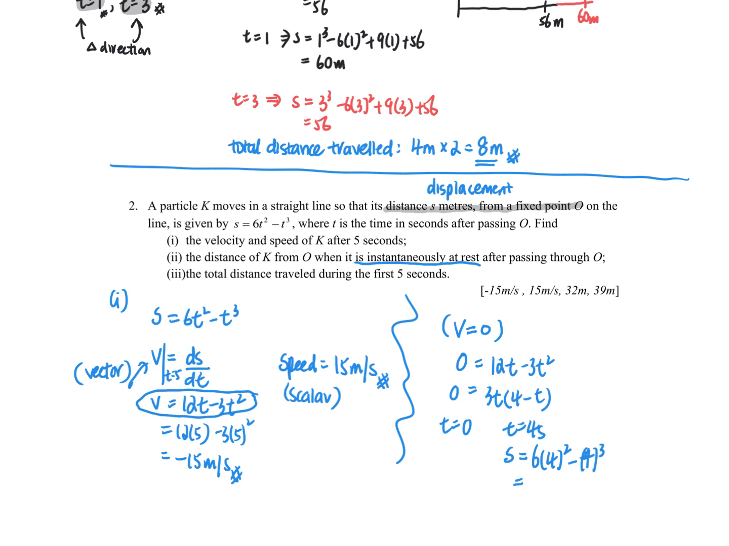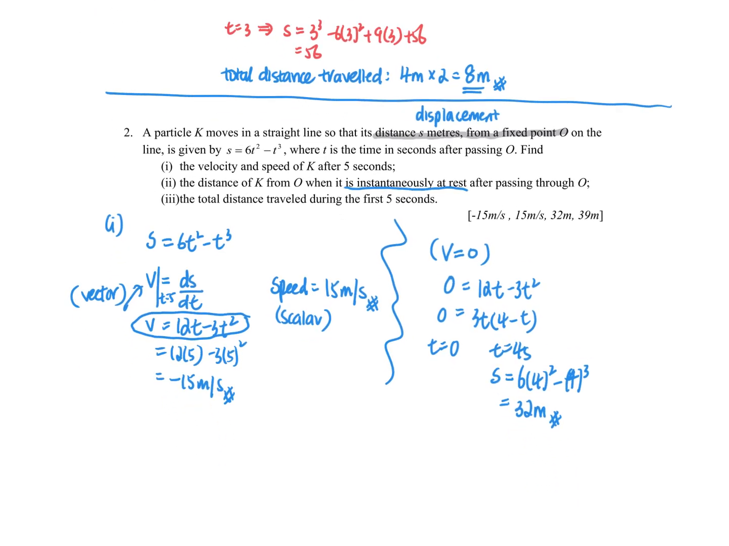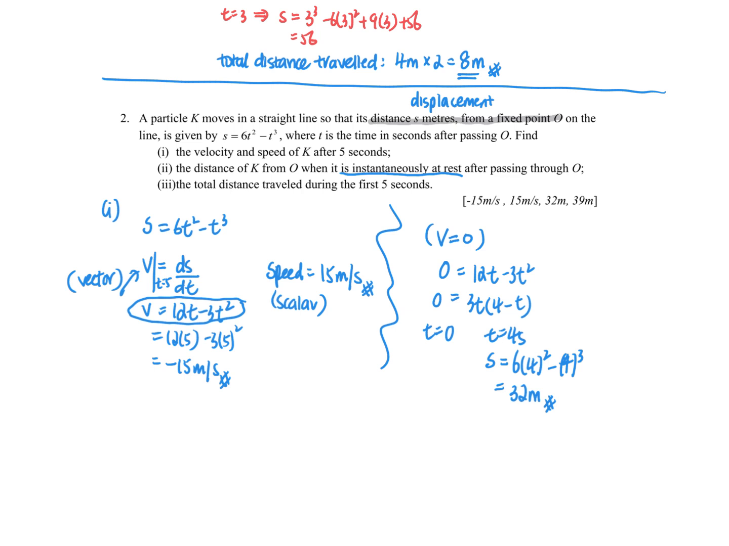Then you will get what? 32 meters. So your distance from the point O happens to be 32 meters away. So now we check the crucial timing you need to find. T equals 0, which you know displacement is 0. You are starting at the origin. Okay, then displacement is 32 meters at 4 seconds.